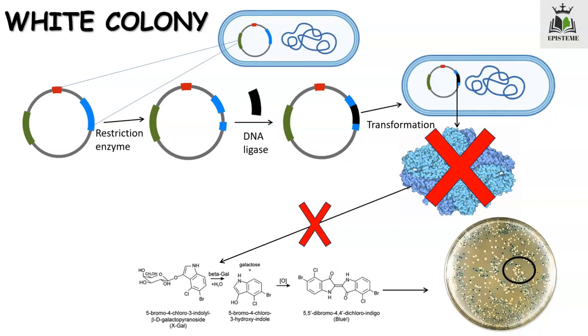So the white colonies are an indication of the fact that the plasmid that has been incorporated in the bacteria is recombinant in nature. They will make white colonies because the X-gal is not converted into the blue colored compound, because the beta-galactosidase enzyme is not formed.